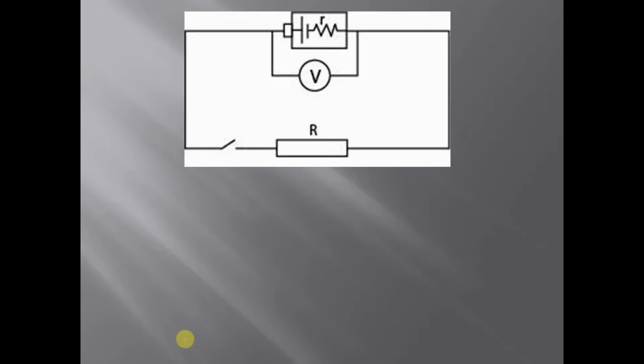To measure the EMF, remember we're going to find three things out of the circuit. Number one, we need to find the EMF. Number two, we need to find the external voltage of the circuit. Number three is the internal, whatever flows inside the battery.